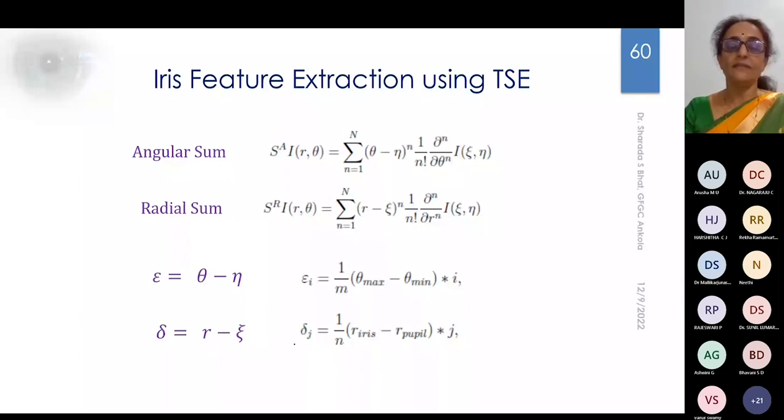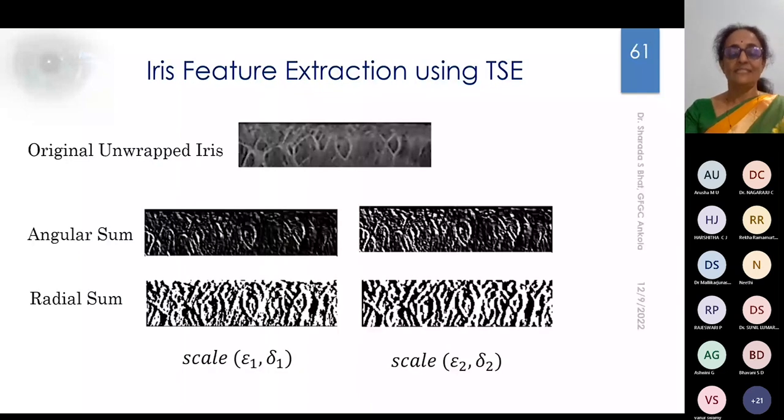Epsilon and delta are referred to as scales, and by using different values here, we get multiple scales. That is the meaning of scales. So with a given iris, the angular sum of the TSE is calculated, that is, the partial sum of the TSE along the theta direction, and the radial sum is calculated along the r direction. These are the results for a particular scale, say epsilon 1 and delta 1, on the input image, and this is by taking the second scale, epsilon 2 and delta 2.